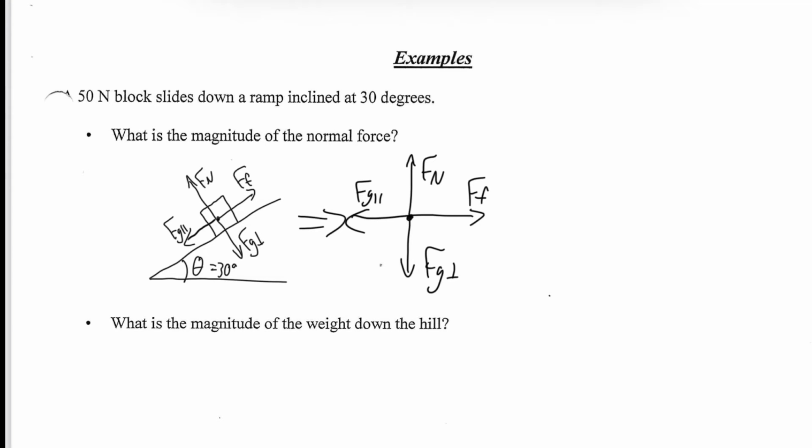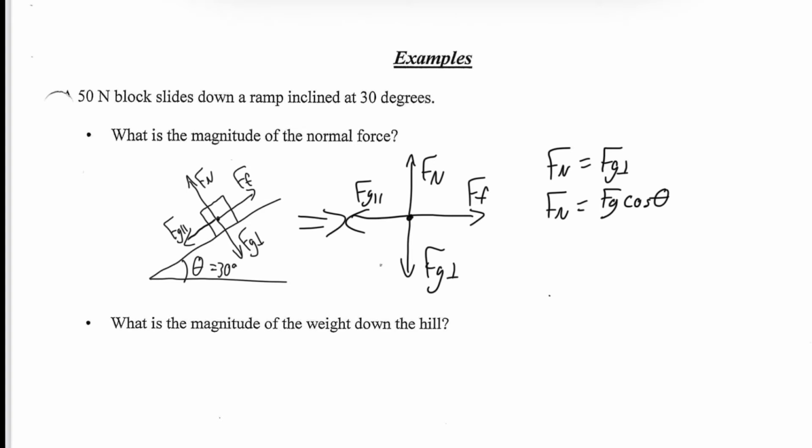So now in this picture, the block's not going to be flying off the ramp. So our normal force and our perpendicular component of our gravitational force are going to be equal to each other. And we said before that the perpendicular component of our gravitational force is going to be Fg cosine theta.